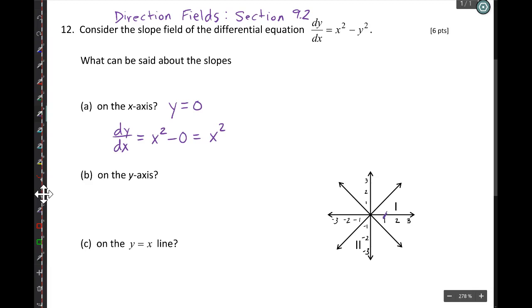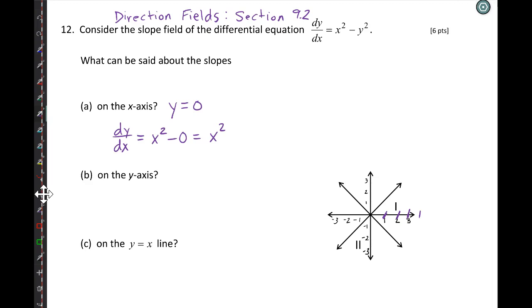So we would have a slope of 1 on the x-axis, and as x gets bigger, our slope is going to increase. There's a slope of 4, here's a slope of 9, and so on. It's going to look like they're vertical lines, but they're just really steep slopes.